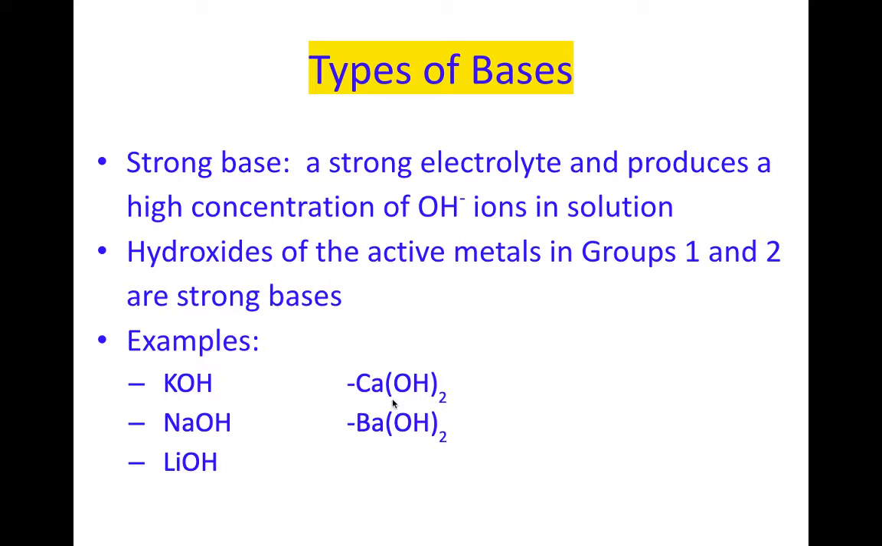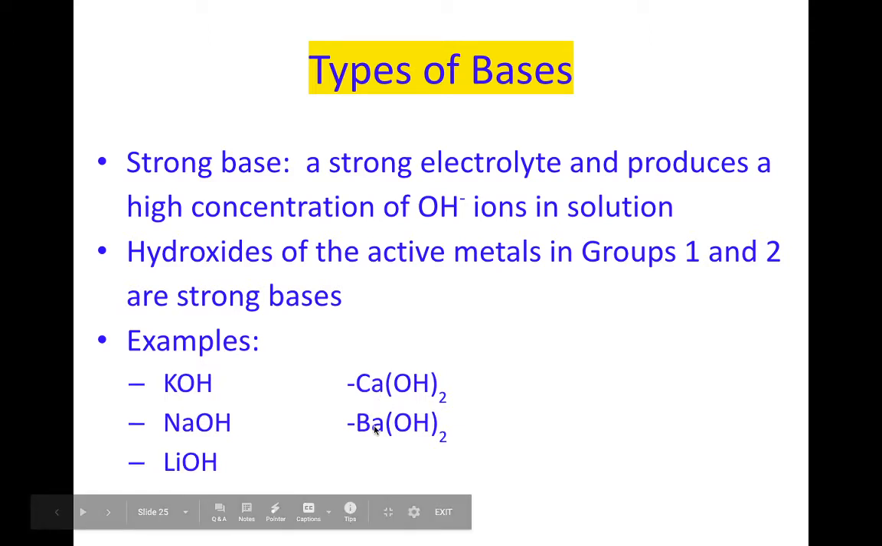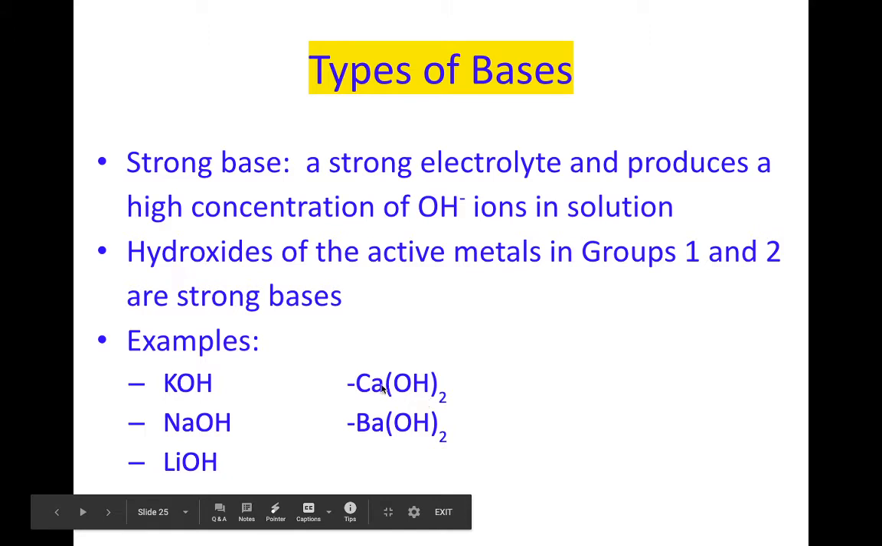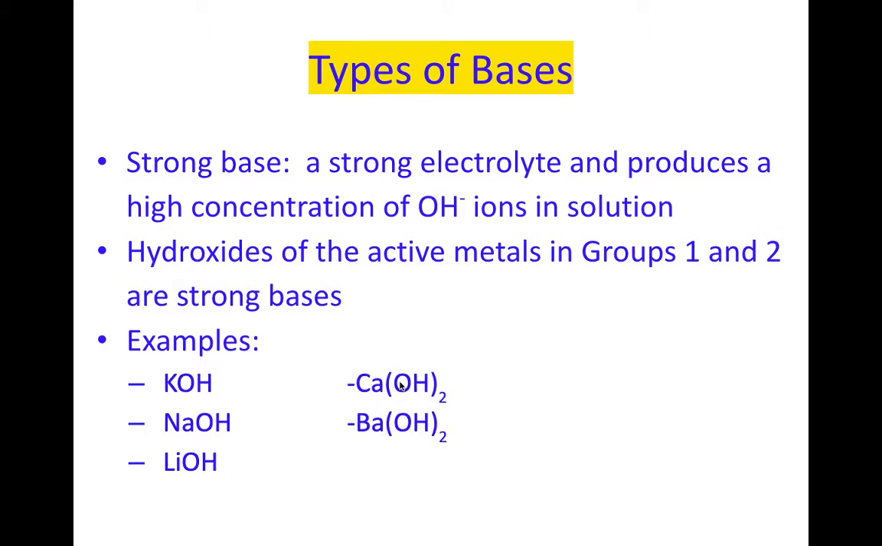And then our group 2 metals, such as Ca, Ba, Sr, some of those that are in group 2, are strong bases when they combine with hydroxide. So these group 2 metal hydroxides are also considered to be strong bases. So if we have one of these in our equation, then we will write it out so that we demonstrate that it ionizes completely in solution during the reaction.